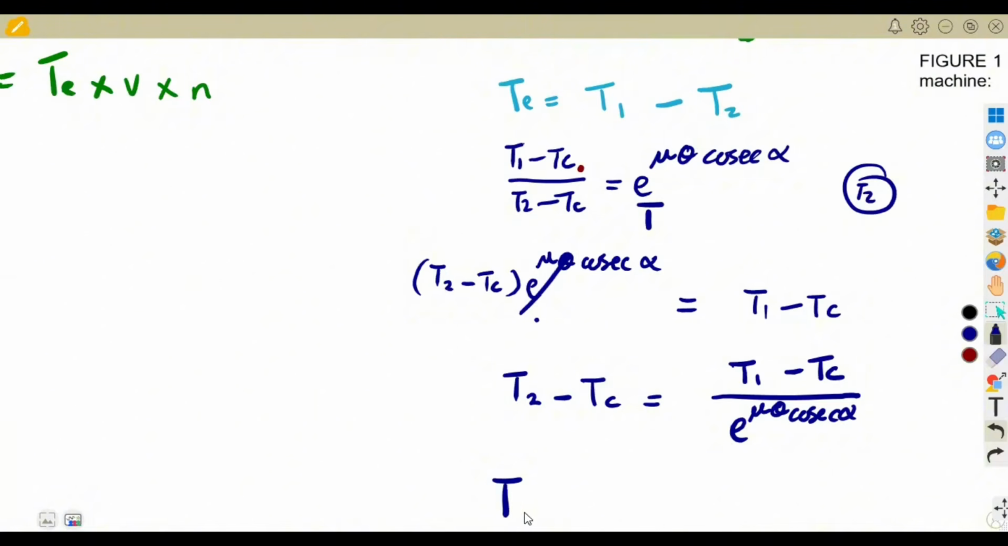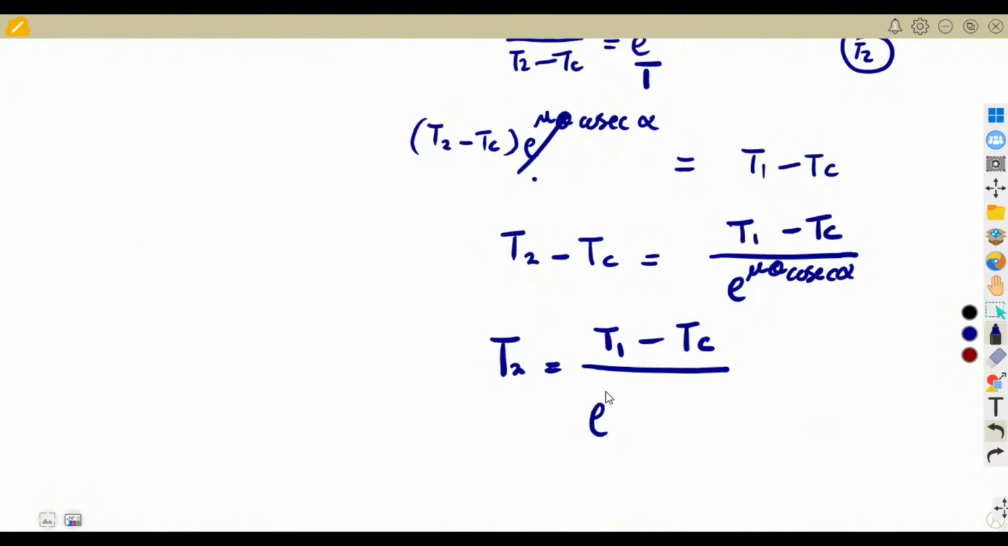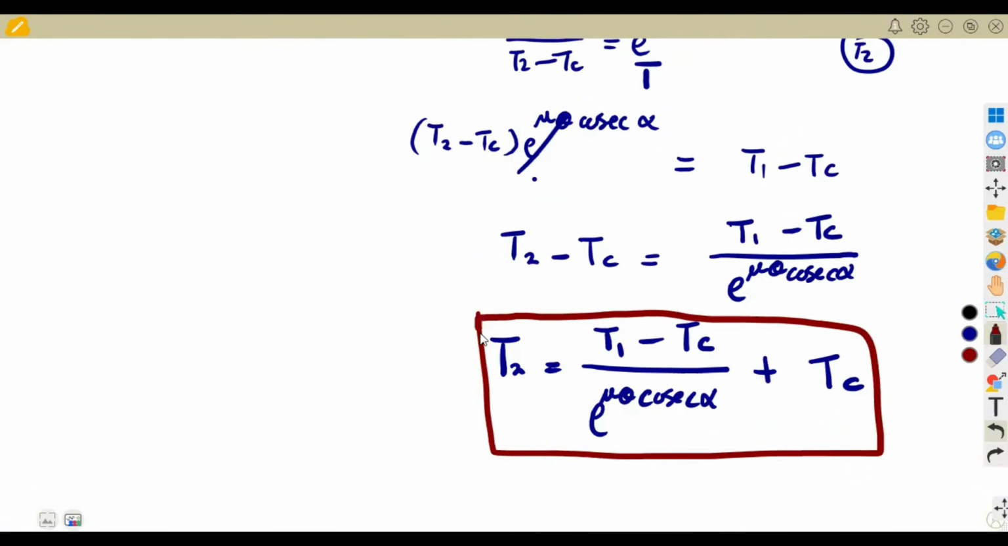So therefore, T2 can be calculated as this part that we already have, T1 minus TC as it is, over e to the exponent of mu theta cosec of alpha, in this case which is our half groove angle. Like I said, we need to transpose this TC to the other side. So the moment we transpose it on that side, it will be plus TC. All right, so this is the formula that we are going to use to find T2.